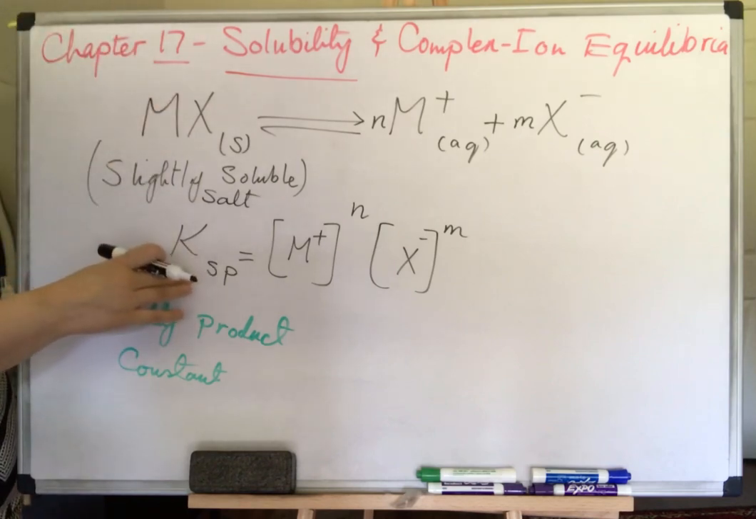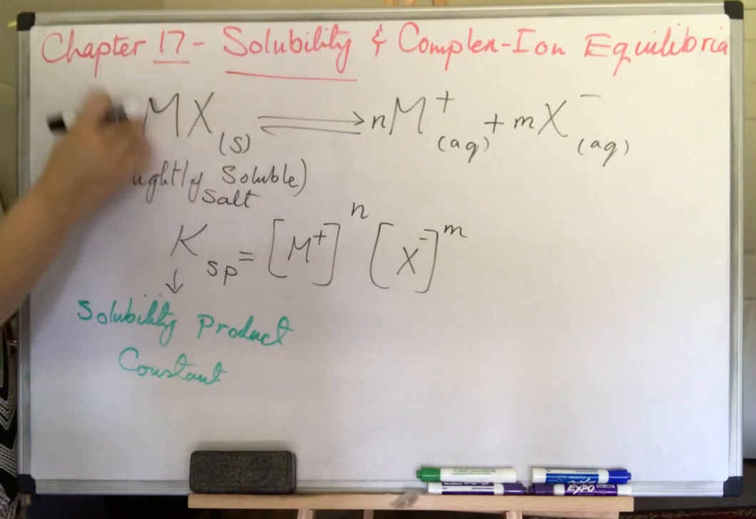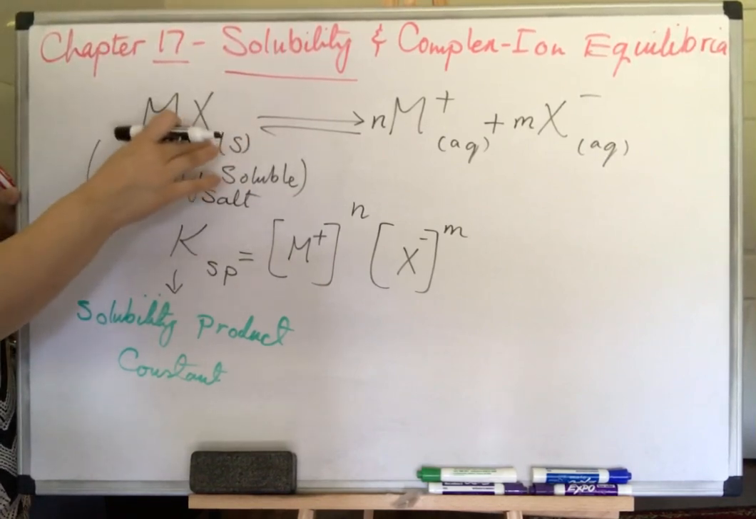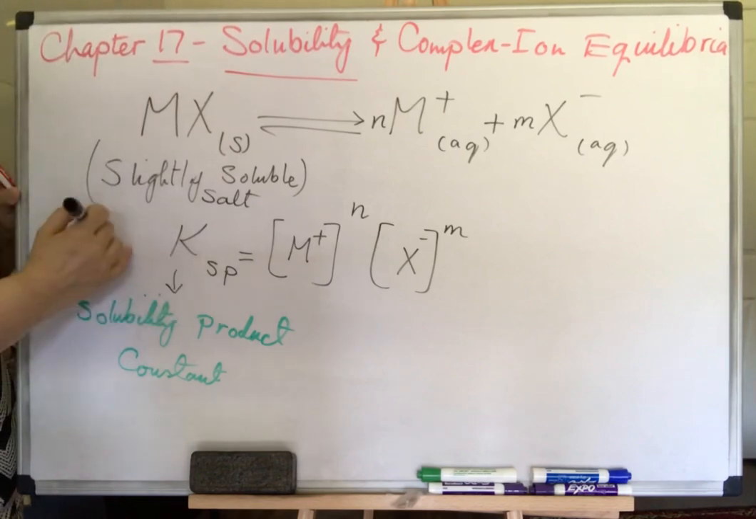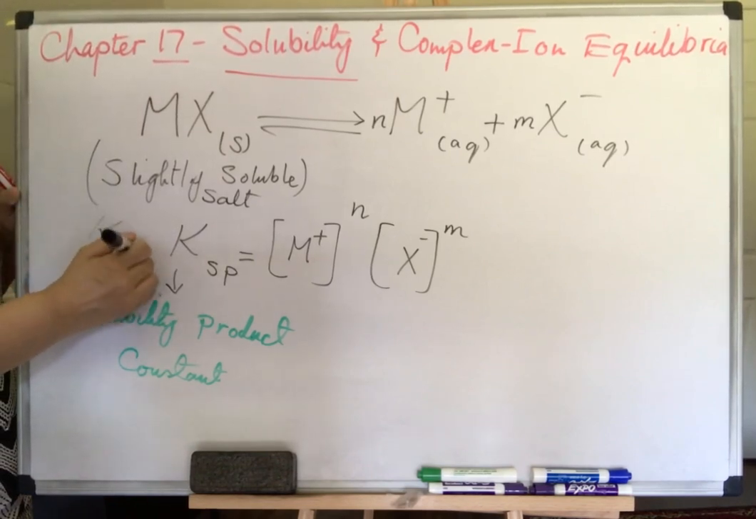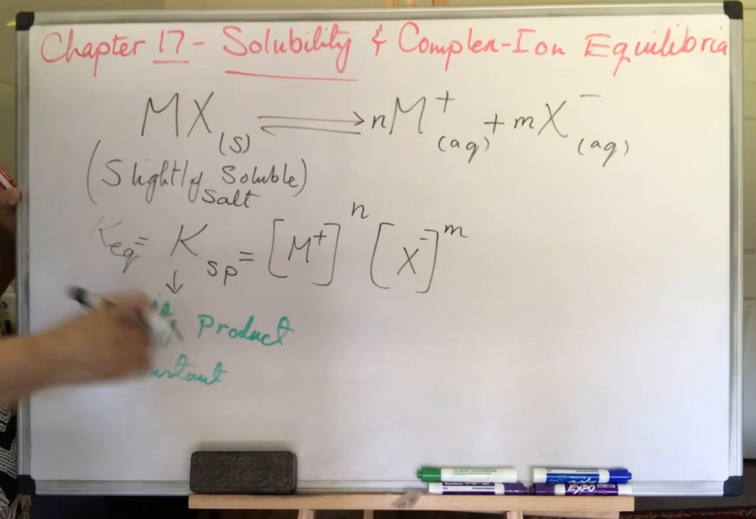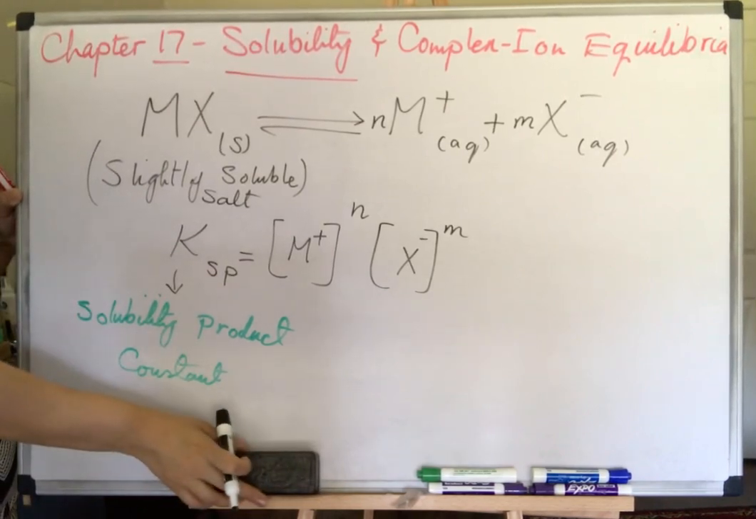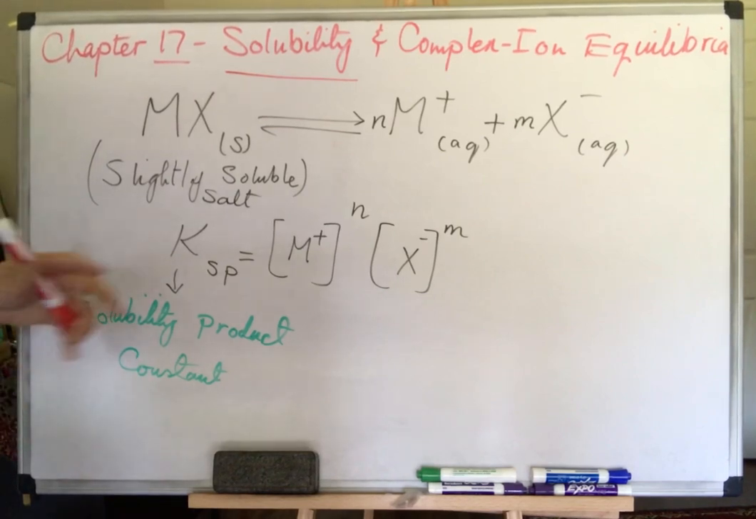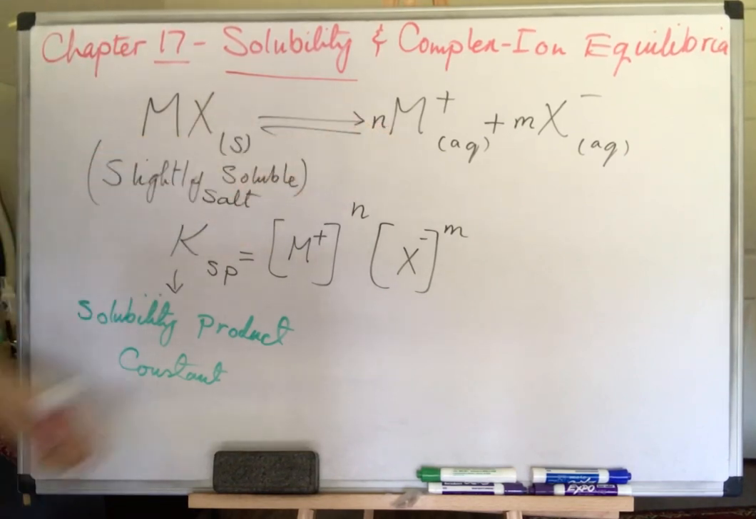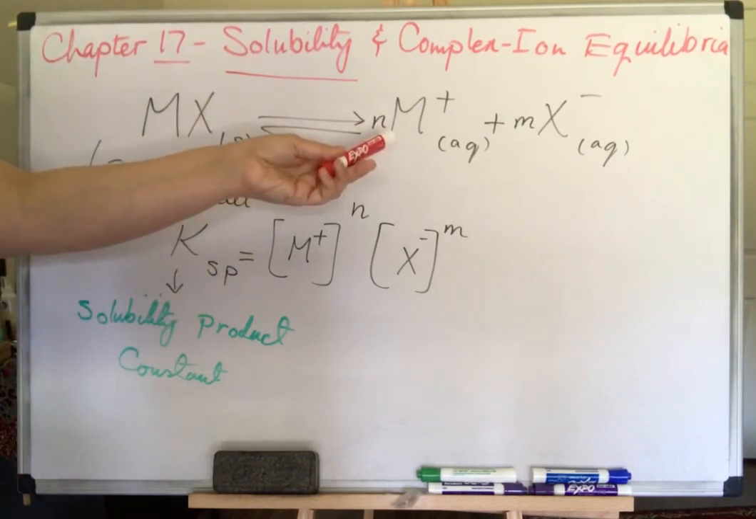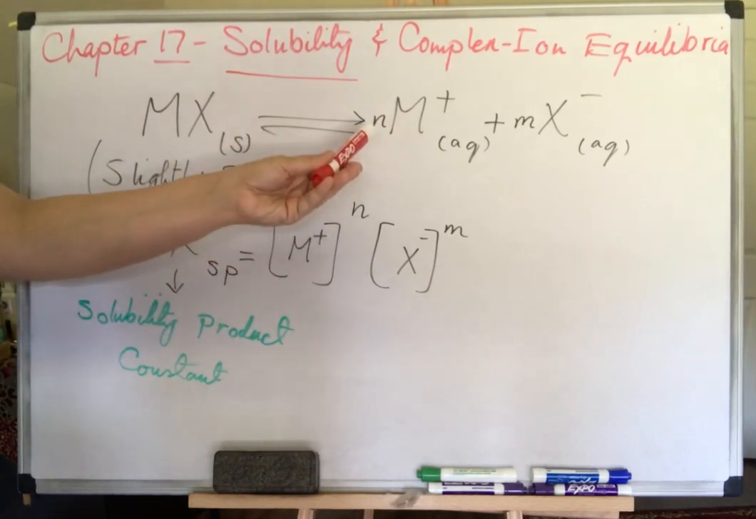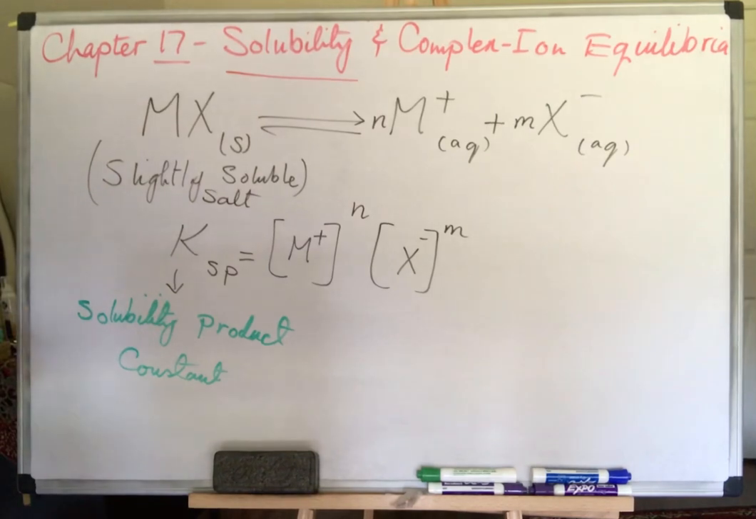So you write Ksp. Since the salt is solid, you do not put it in the equilibrium expression. So K equilibrium for salts is called Ksp. Instead of K equilibrium, we write Ksp. It's called the solubility product constant, and it would be the product of the cation to the power of its coefficient times the anion to the power of its coefficient.